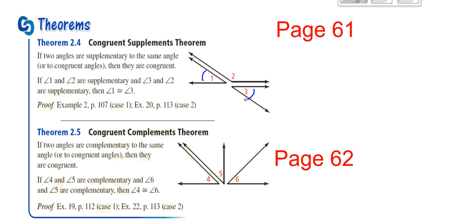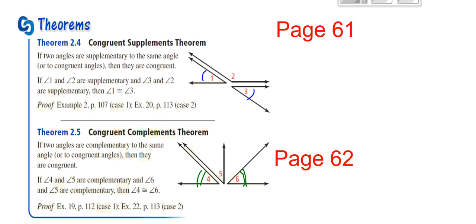And that makes sense since angle 1 plus angle 2 is 180 degrees, and angle 2 plus angle 3 is 180 degrees. Well, if angle 2 is the same angle, then angle 1 must be congruent to angle 3. We'll see that proof here in a second. Congruent complements theorem is the same idea. Angle 4 and angle 5 are complementary. Angle 6 and angle 5 are complementary. So therefore we can see that angle 4 and angle 6 are congruent as well.